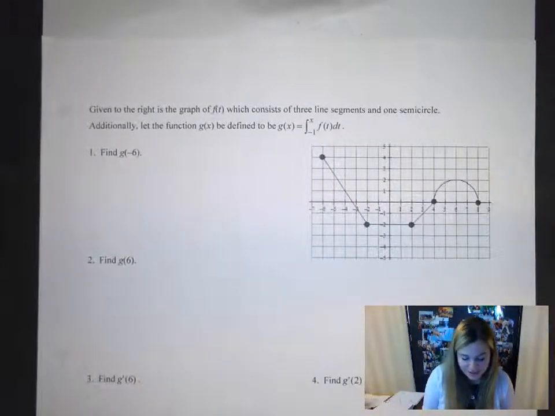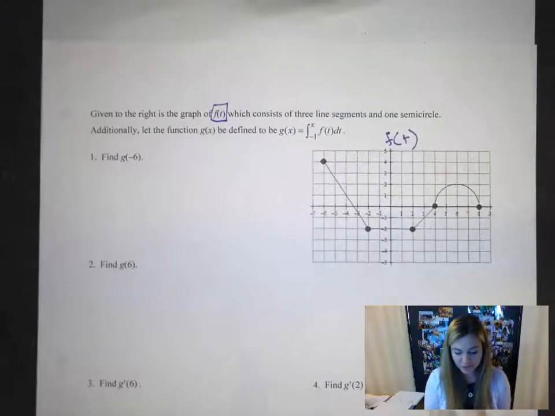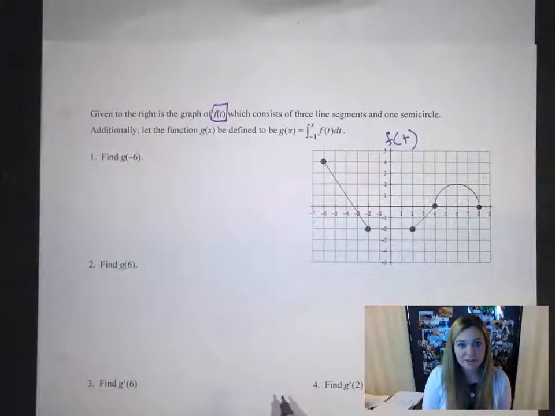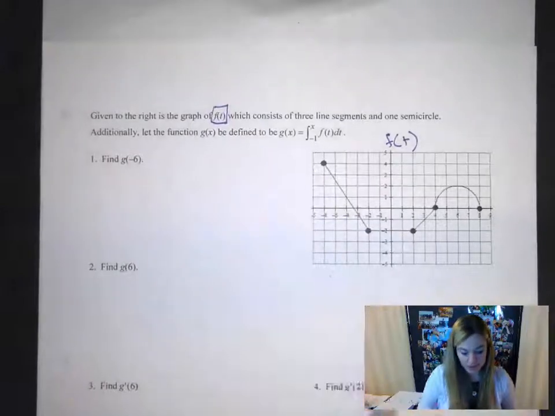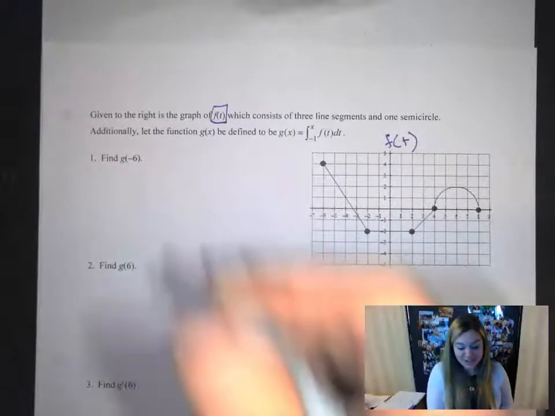Given to the right is the graph of f of t. Okay, so this is the graph of f of t, which consists of 3 line segments and 1 semicircle, so that's nice, it tells me that. Let the function g of x be defined like this. Okay, so we've got some work here. So find g of -6.